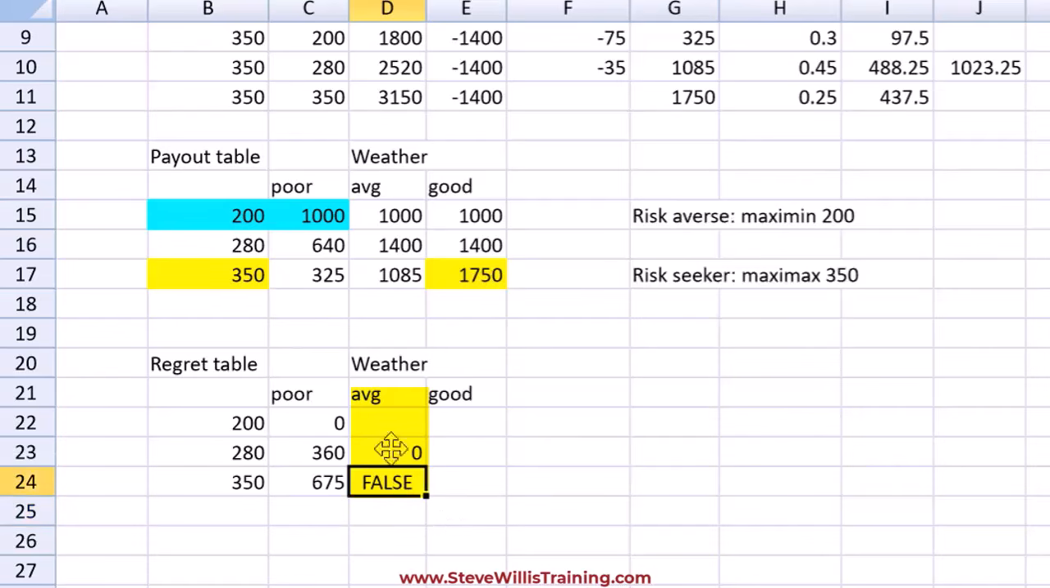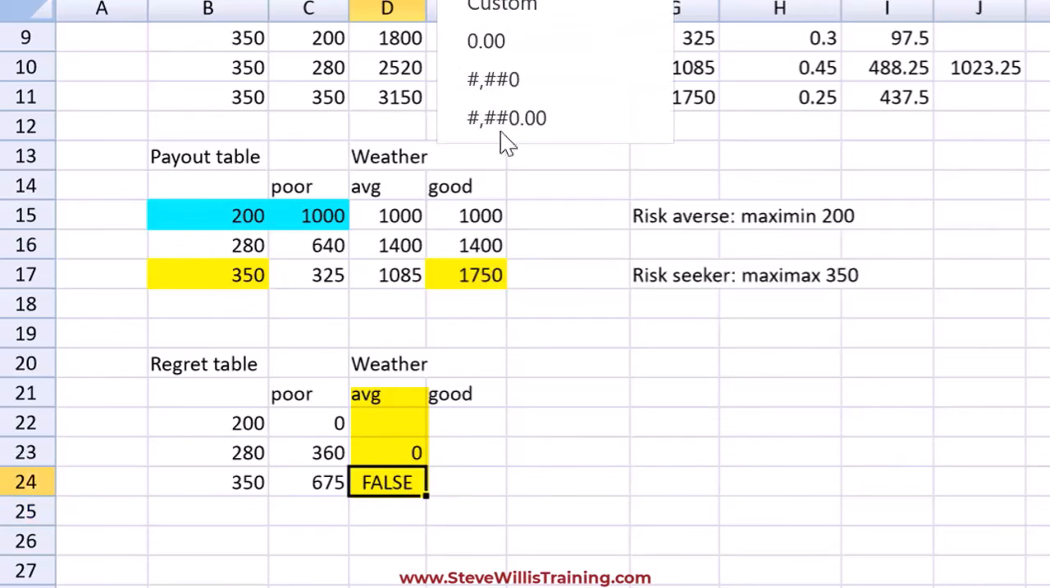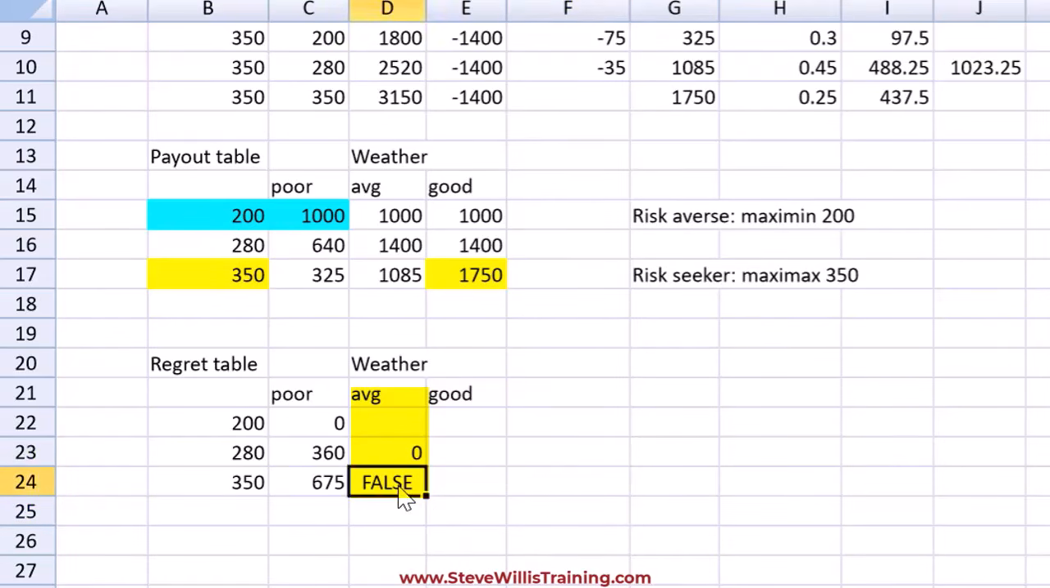Don't want that false format. Let's put that back to a general format. Not sure why that happened. There's an extra equal sign in there. Should have been a minus, and it's giving me that Boolean return. And last but not least, that'll be 400, okay? That's how it works. So over here, 0, 350, and the biggest regret would be 750.